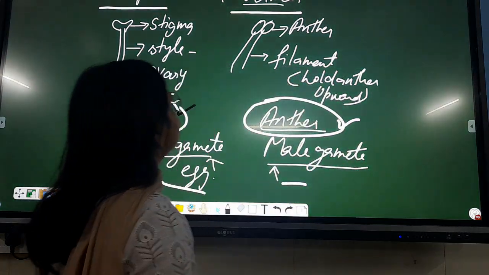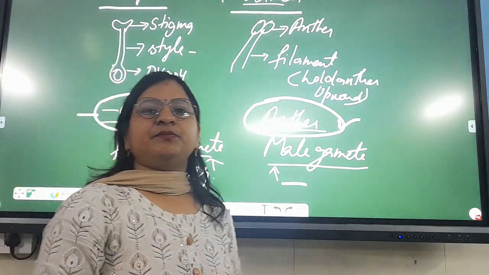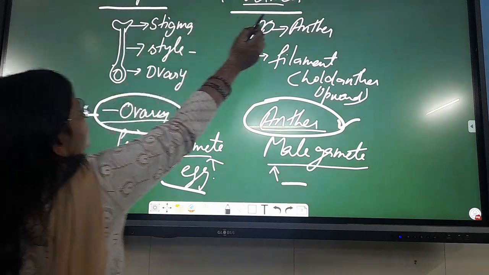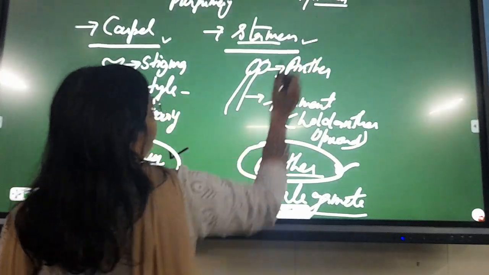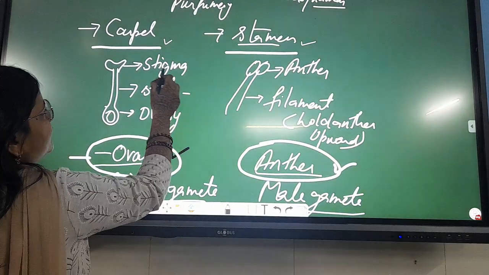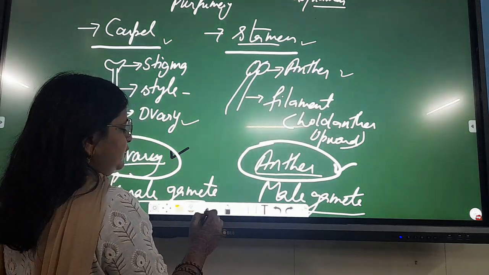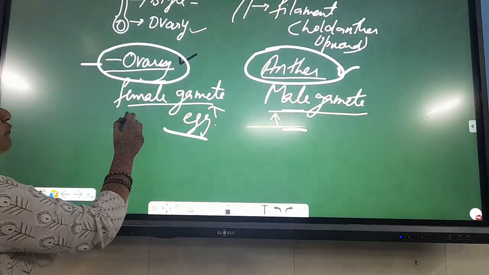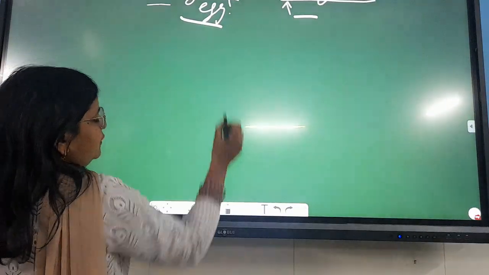So we have studied that there are two essential parts in the flower, the male part and the female part. The female part is called the carpel and the male part is called the stamen. Here the main generative parts are the ovary and the anther. The anther is where the male gametes are produced, and the ovary is where the female gametes are produced. So further we will see what happens.